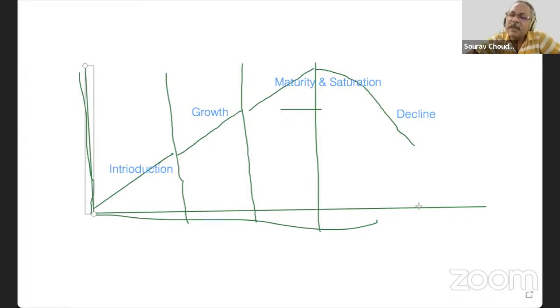At the same time, see Nokia. They were there in the market, great king in the market 20 years back, 25 years back, when they launched Nokia. In 10 years' time, they were out of the market. The life cycle was that small. So every product, every brand has a life cycle. Remember that. And these are the different stages of the life cycle. Correct? Okay, got it? I think we are just on time.